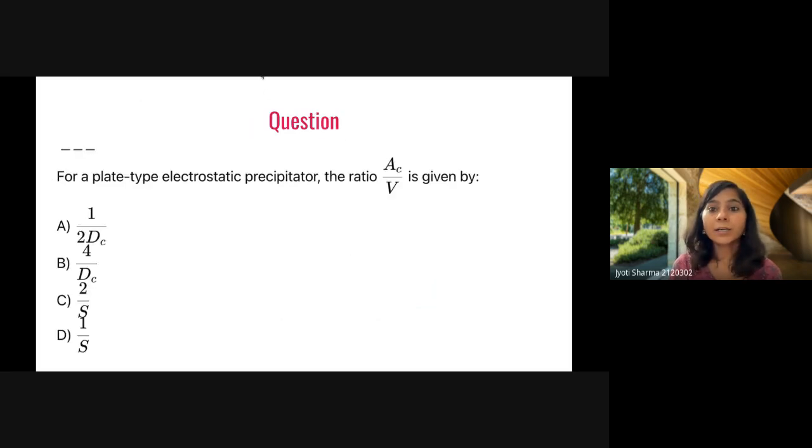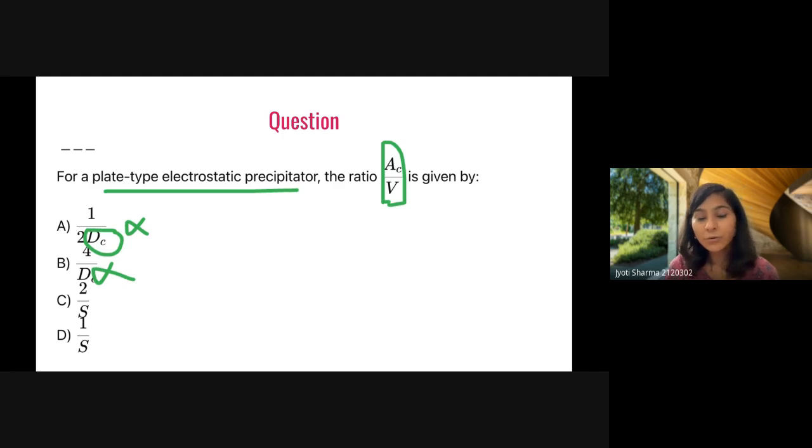Now another question is on the plate type electrostatic precipitator, and here if you want to calculate the area upon volume ratio, how will you calculate? It means the diameter will not play any role here, because we are not talking about cylindrical. So this will not be the right answer. So now you have the answers 2 by S and 1 by S.